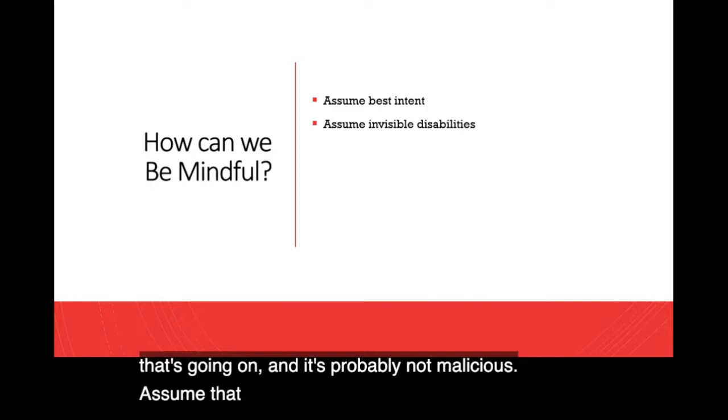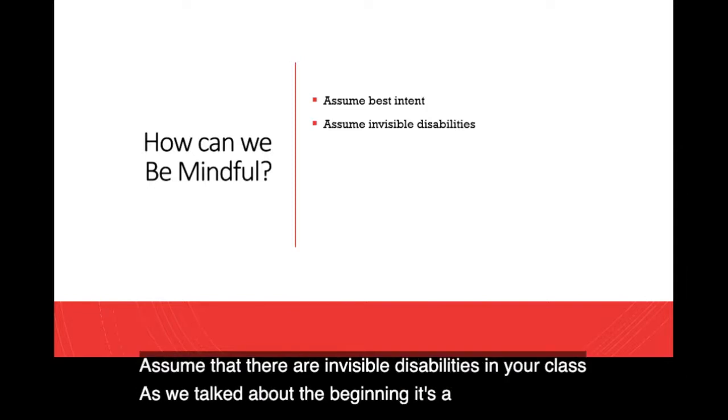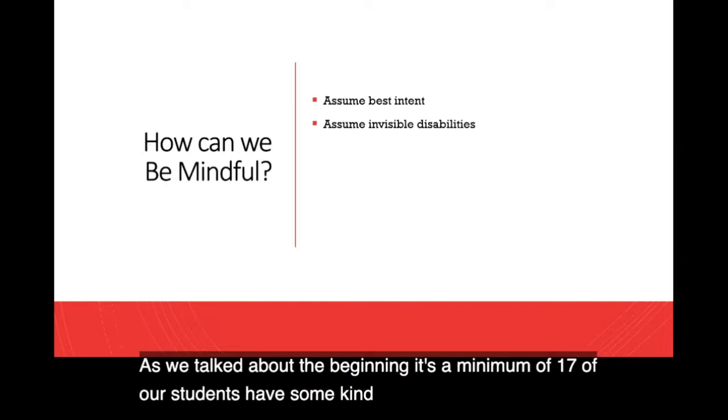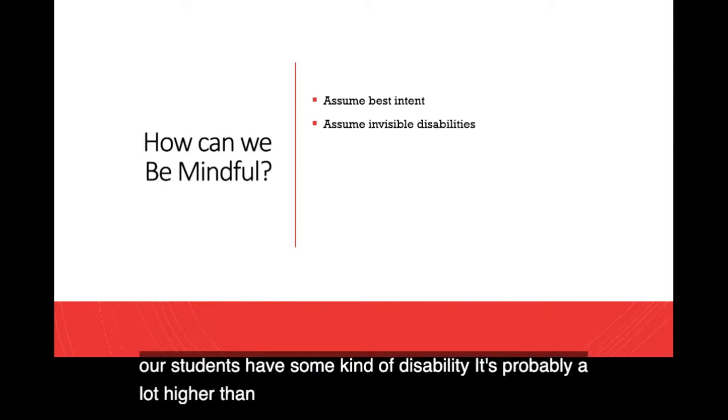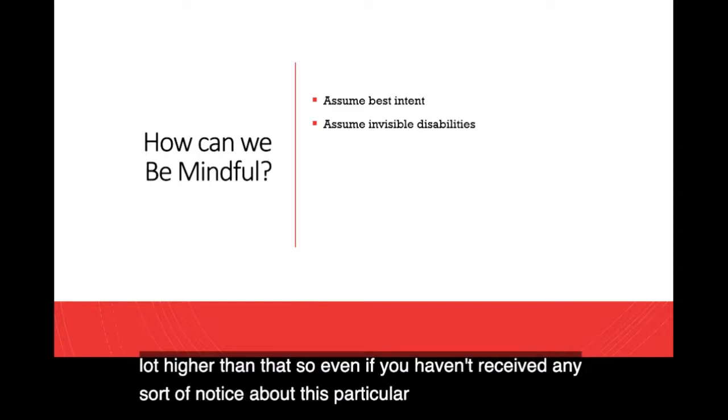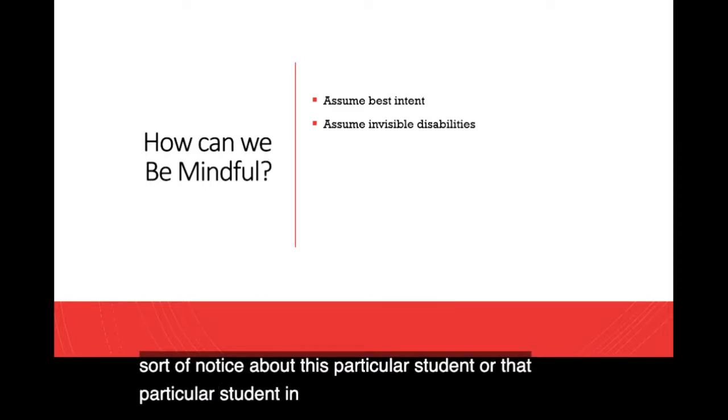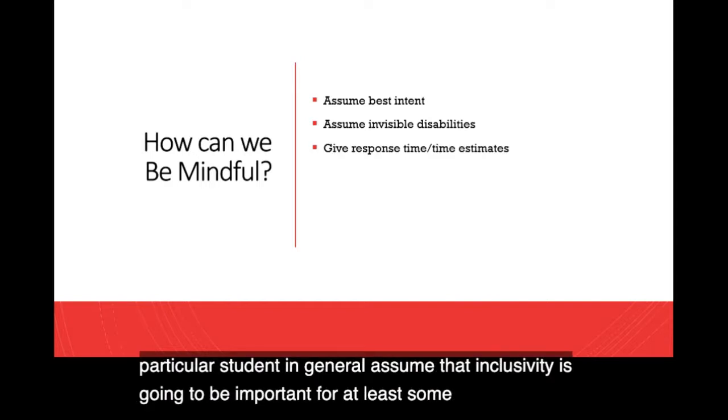Assume that there are invisible disabilities in your class. As we talked about at the beginning, it's a minimum of 17% of our students have some kind of disability. It's probably a lot higher than that. So even if you haven't received any sort of notice about this particular student or that particular student, in general, assume that inclusivity is going to be important for at least some of your students.